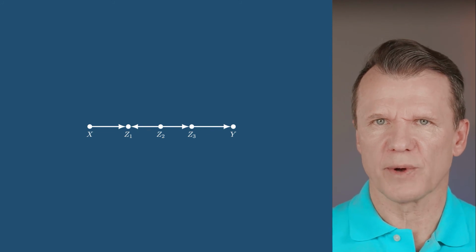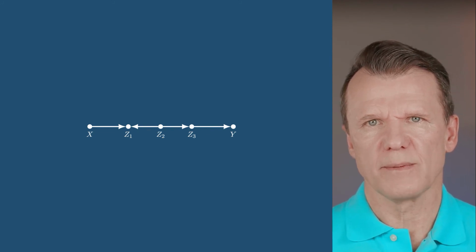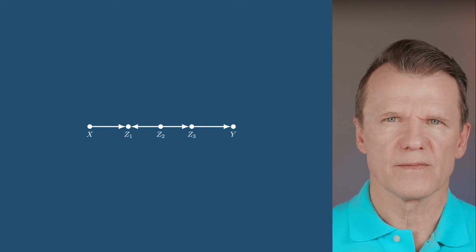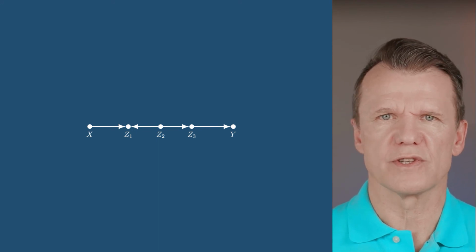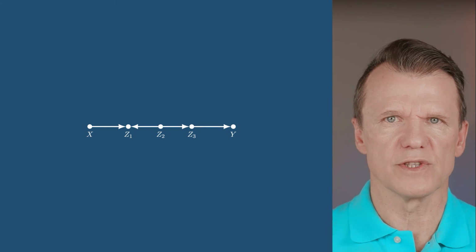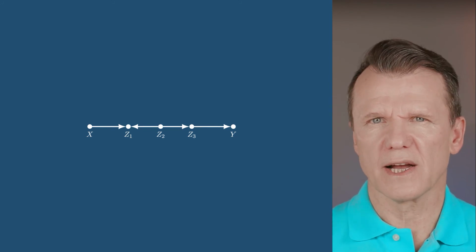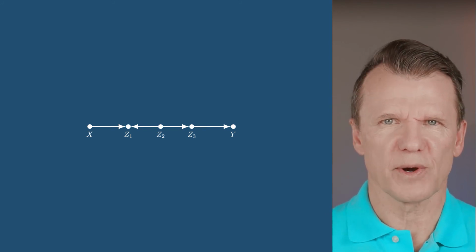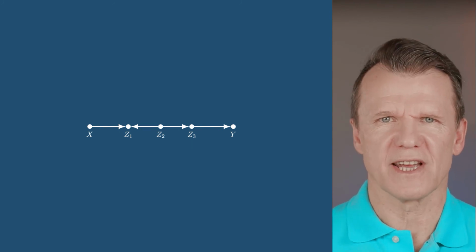Conditioning on Z2 separates X and Y. The same is true for Z3. What about conditioning on the pairs of nodes? For Z1 and Z2, it's separation, even though Z1 is a collider. And actually, it's yes, separated for all remaining sets.